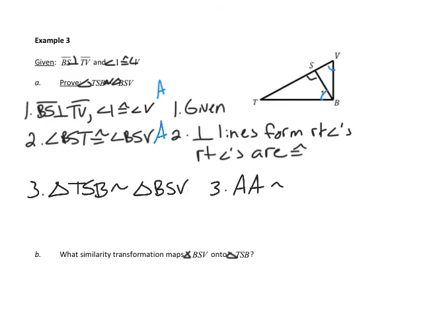So what looks like a complicated problem is actually pretty easy. Angle-angle similarity is probably one of the easiest proofs we can do because all you need is two pairs of congruent angles and you are done. The similarity transformation that maps one to the other, this time it looks like a reflection over SB and a dilation, probably about S, and it looks like if we were to map, does it say BSV onto TSB? So it's going to be a dilation about S by a factor of 2.